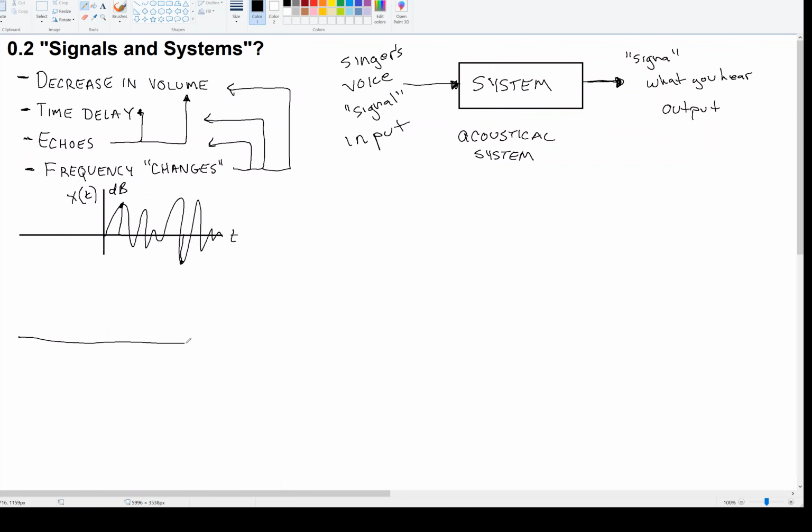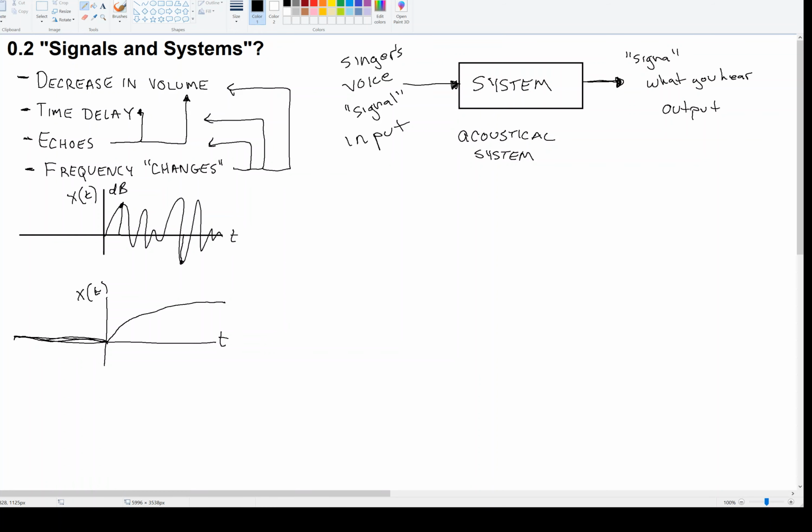It doesn't have to be like that, though. I can have a different system. Maybe we can look at the voltage across a capacitor as it charges. So that looks something like this. I'm going to call this now x(t), and this is t. The x is the voltage across a capacitor as it charges with respect to time.